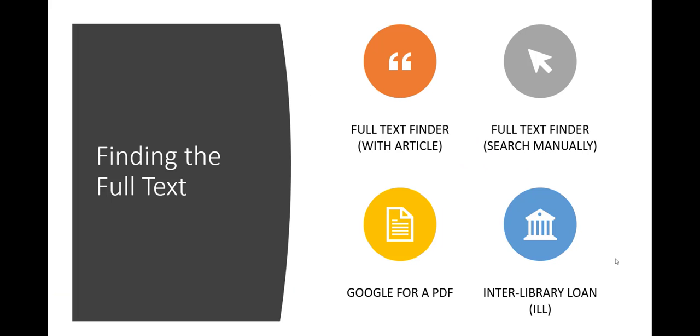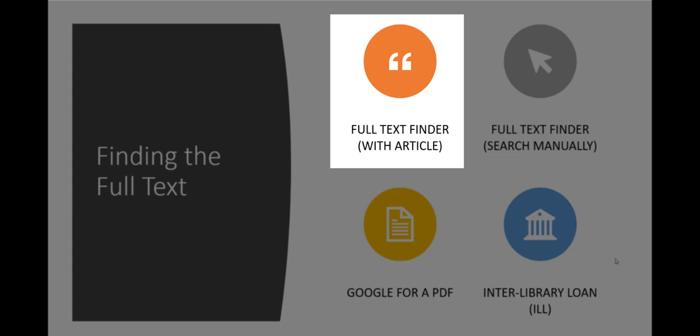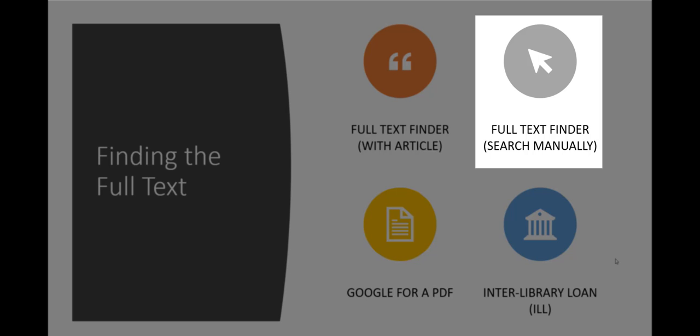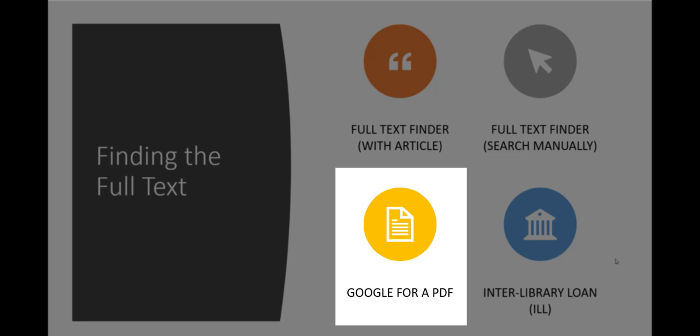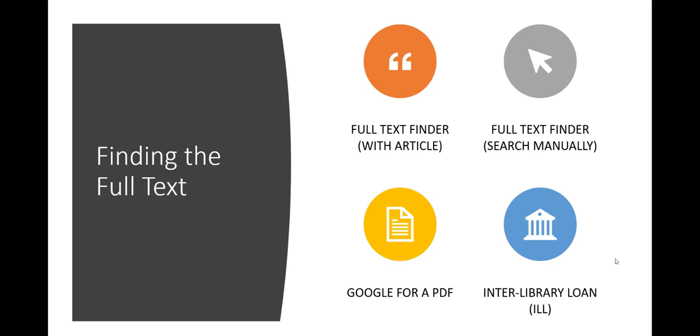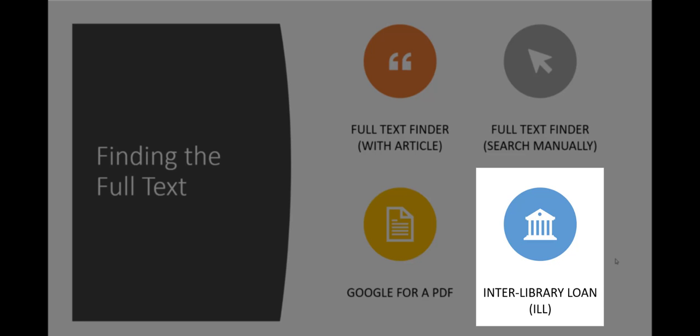So in summary, those are your 4 basic steps to go through when trying to track down the full text of an article that doesn't seem to be available right away. Check to see if there is a full text finder link right there with the article itself. Manually go through the full text finder looking for the publication name. If it's not available there, try doing a Google search to see if it's been shared anywhere freely. And finally, if it's not in any of the above places, put in an interlibrary loan request in order to have that article emailed to you.